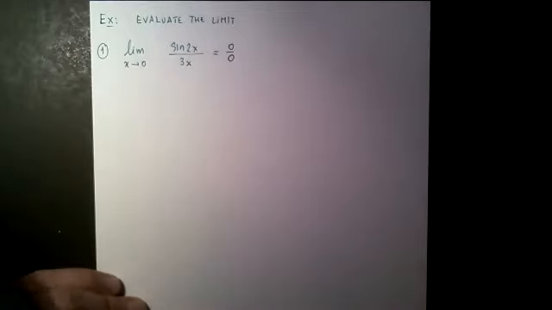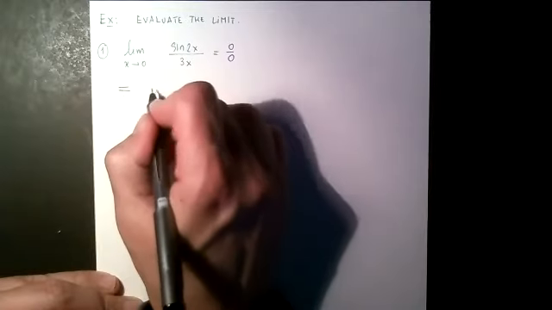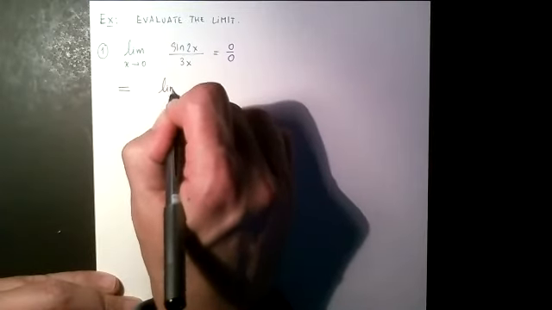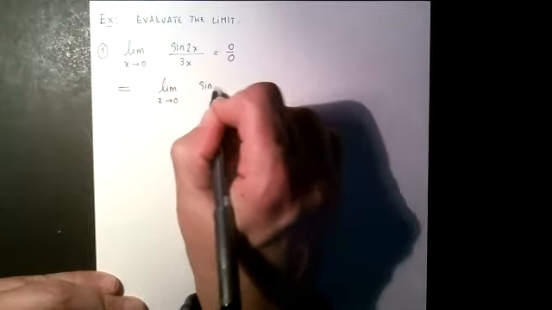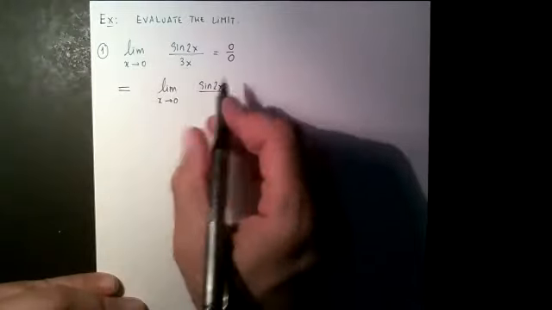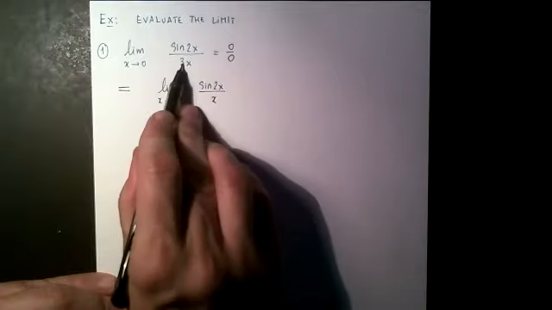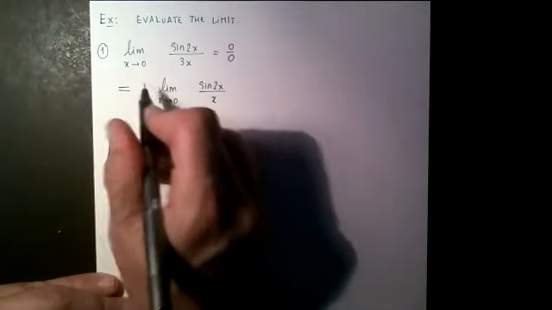So this is how I'm going to do it. It equals the limit as x approaches 0 of sine 2x over x on the bottom. But the 3 does not depend on x, so I can extract it out of the limit. So this is like 1/3.